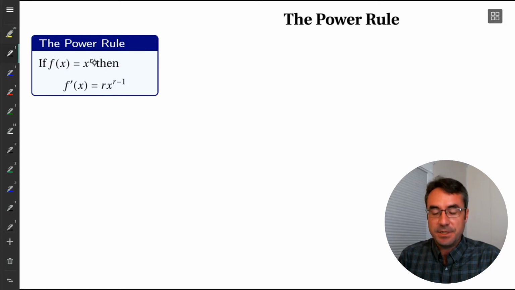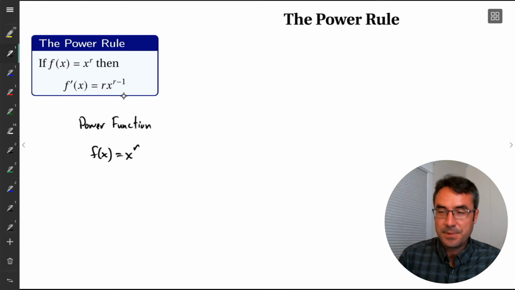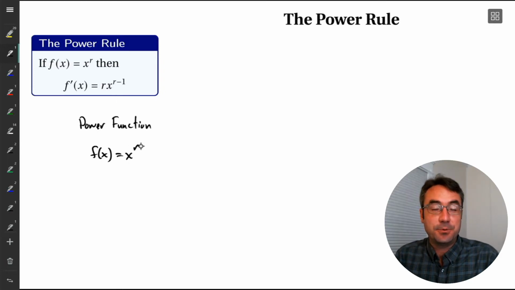So first of all, what we're differentiating here, f of x, x raised to the r, this is a power function. It's just x raised to an exponent, x raised to a power. It's a power of x. That's why it's called a power function.